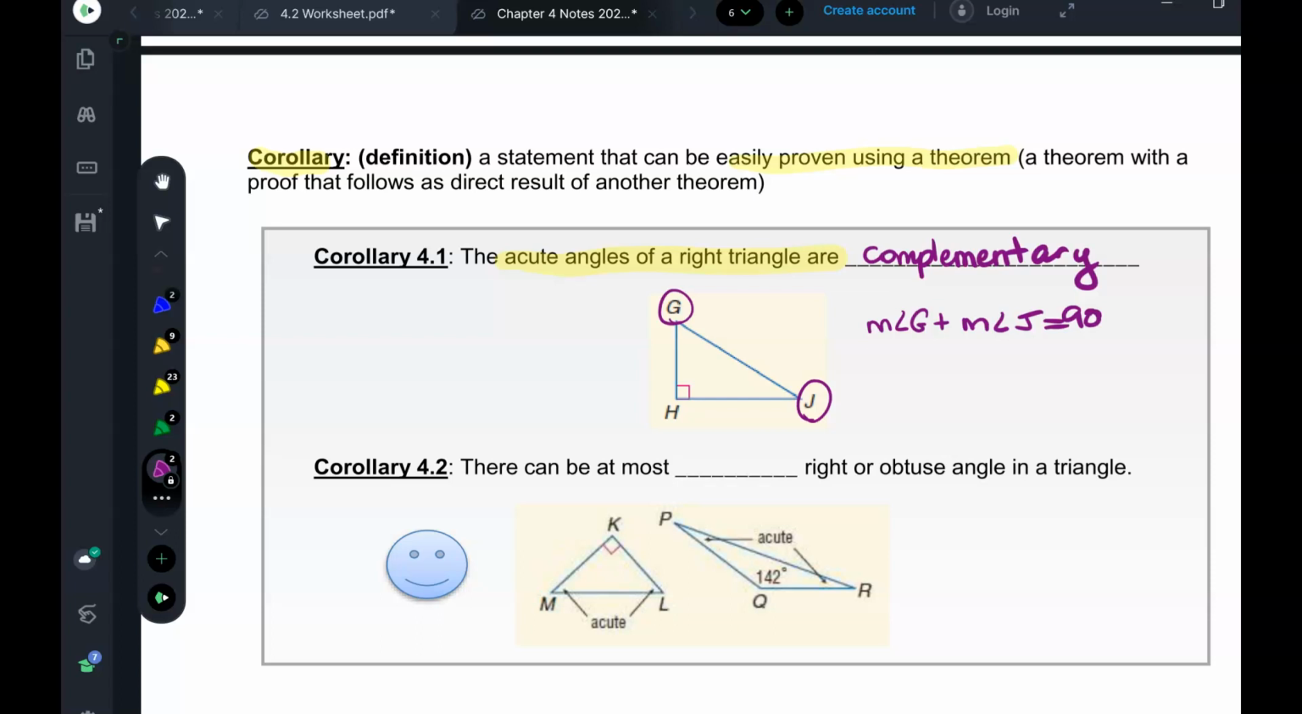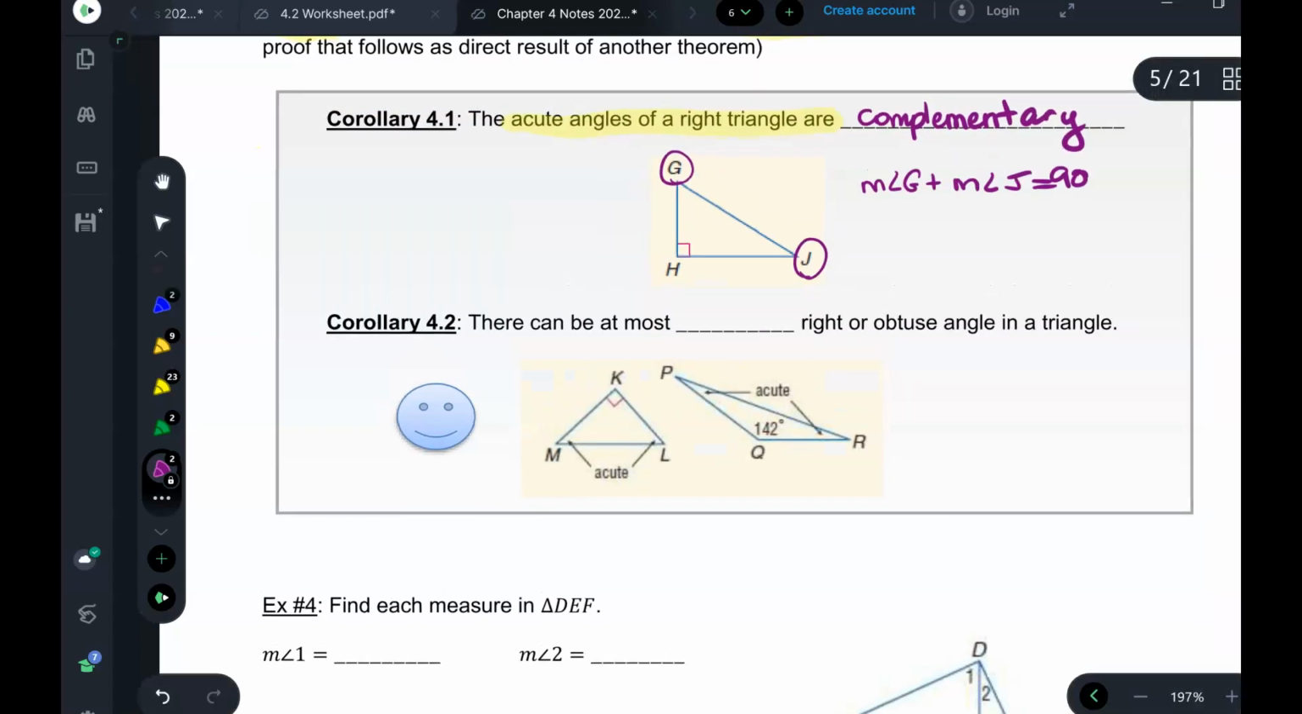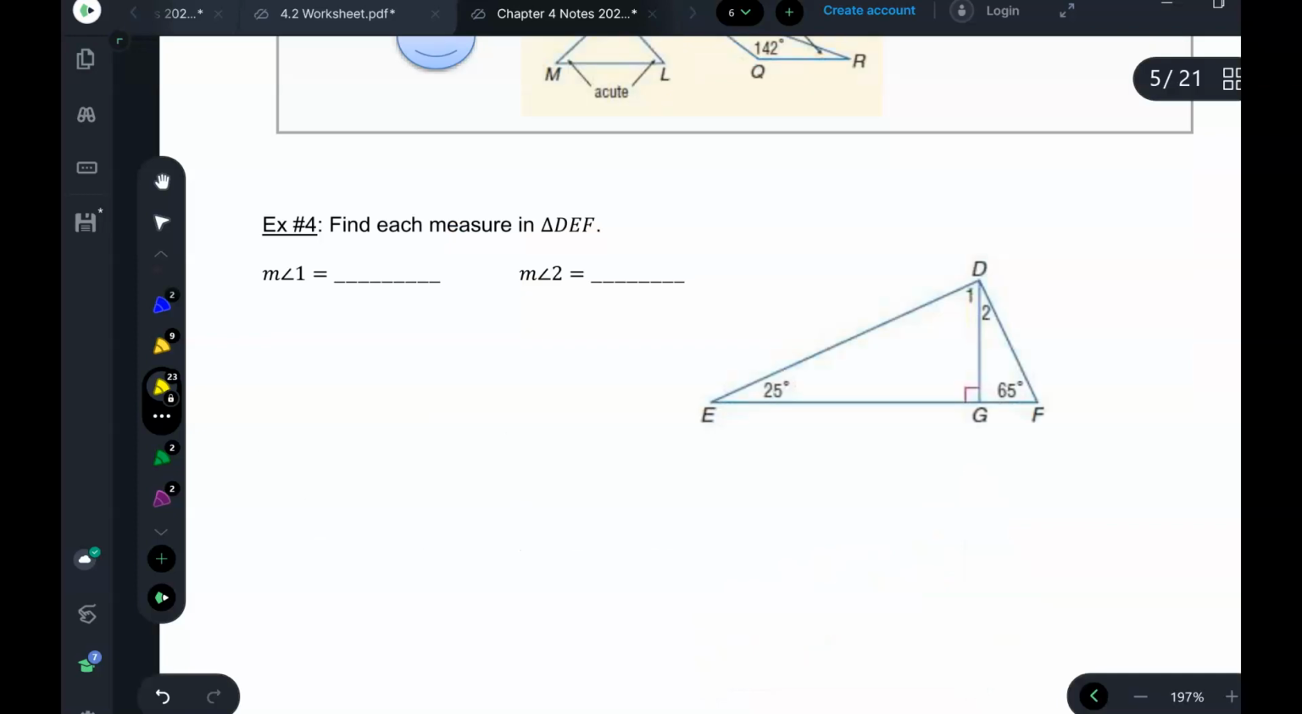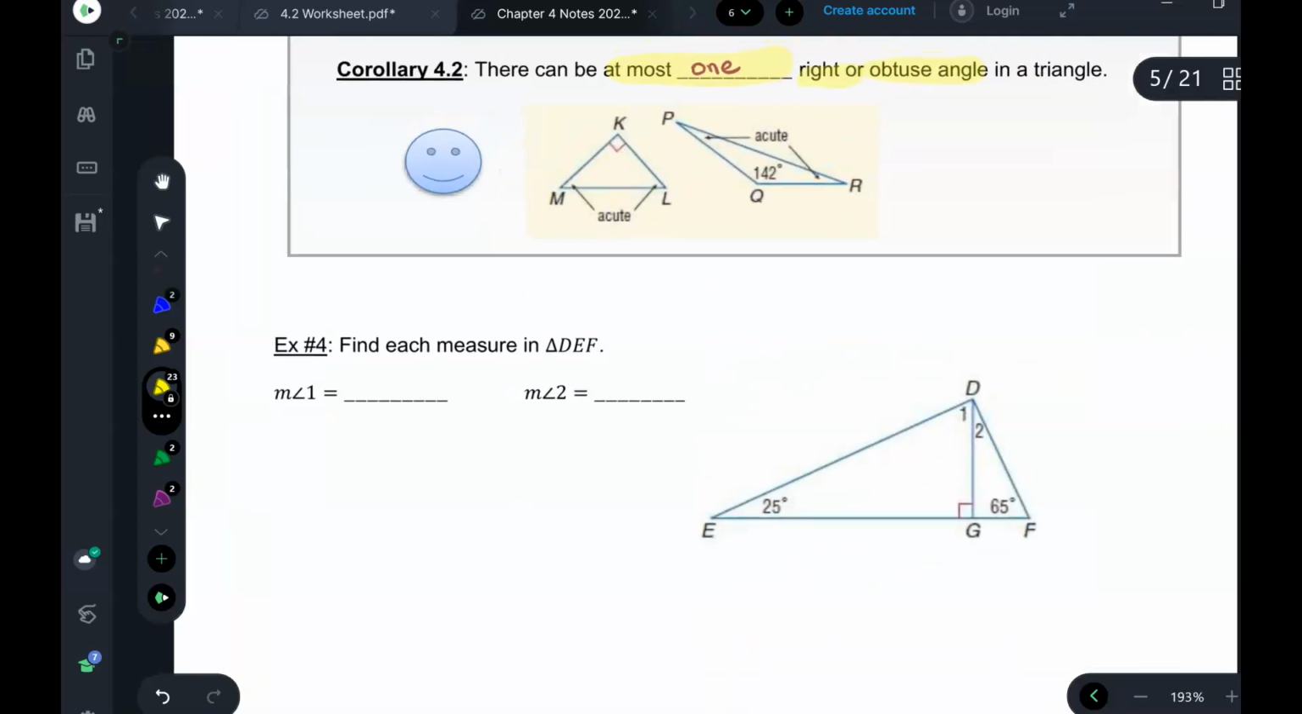Okay, and the last corollary for this lesson. How many right angles could you have in a triangle? Just one. How many obtuse angles can you have? One. So there can be at most one right or obtuse angle. Because what if you have two obtuse angles? That's not going to make a triangle. Or if there's two right angles, there can only be one obtuse or one right angle.